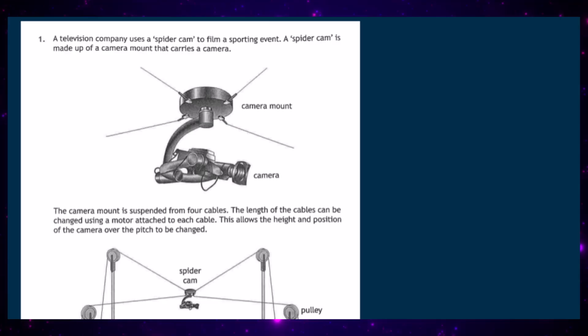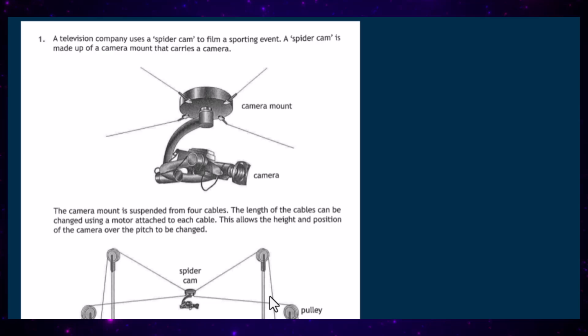Question 1 from the 2025 Higher Physics Examination from the SQA, from Paper 2. A television company uses a spider cam to film a sporting event. We've all seen this in the penalty shootouts in football grounds. The spider cam is made up of a camera mount that carries a camera.